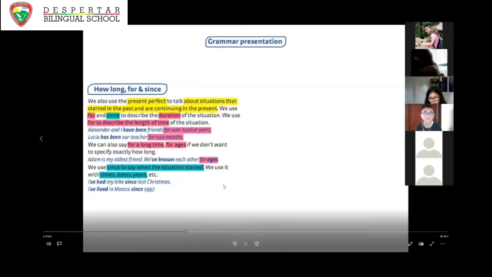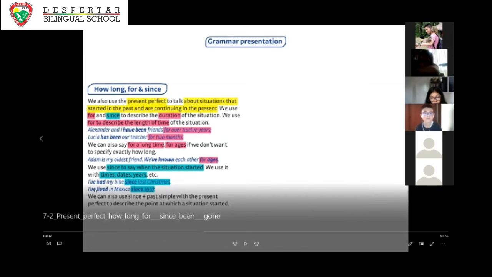I've had my bike since last Christmas. I've lived in Mexico since 1997. Okay, here are the examples. I have had my bike since last Christmas. ¿Sí? Yo tengo esta bicicleta desde la Navidad pasada. I have lived in Mexico since 1997. Yo he vivido en México desde 1997. ¿Ok?